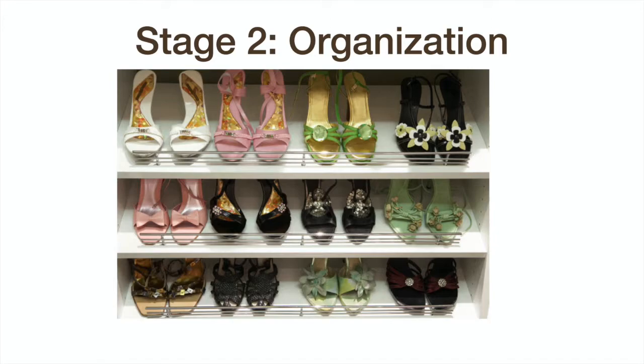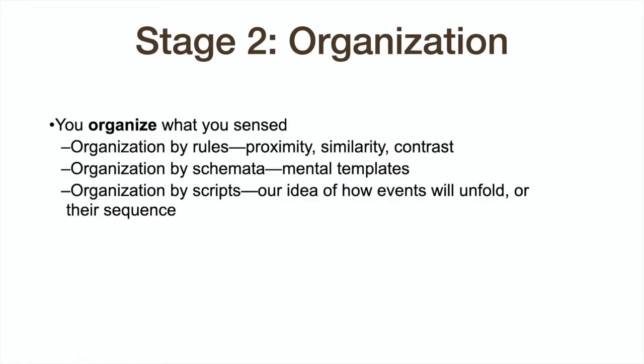The second thing we do is we organize. So we organize what we sensed by rules. We all have mental templates about how things are. You have mental templates about everything, north, south, east, west, where things are in your house, how to drive a car, all those things. We have these mental templates, and they give us a sense of how things are supposed to be, right? And when we experience things, we expect that we will continue to experience them in the same way, right?